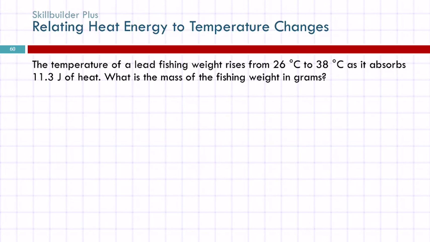Here's another one. The temperature of a lead fishing weight rises from 26 degrees Celsius to 38 degrees Celsius as it absorbs 11.3 joules of heat. What is the mass of the fishing weight in grams? Well, let's pull the numbers out and write them down. We've got 26 degrees Celsius, and we've got 38 degrees Celsius, and we've got 11.3 joules.